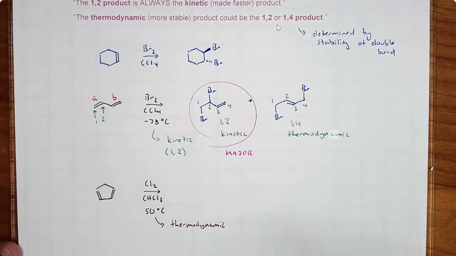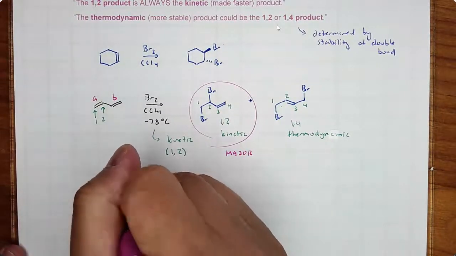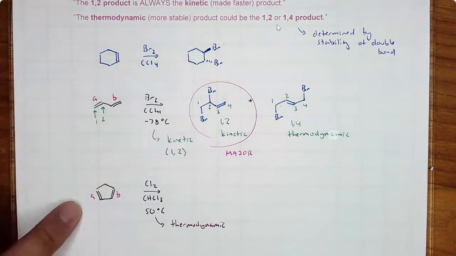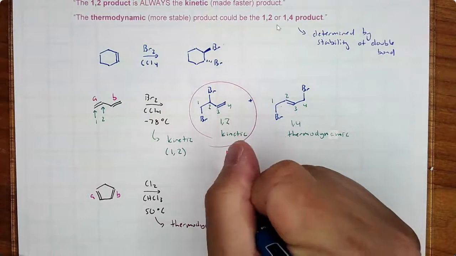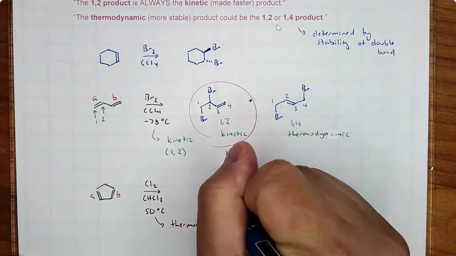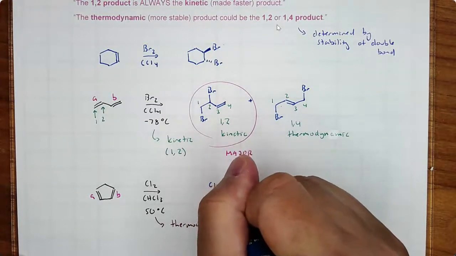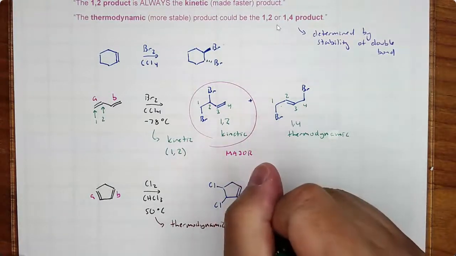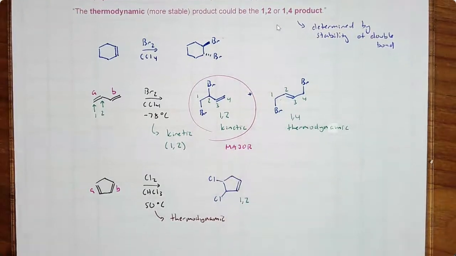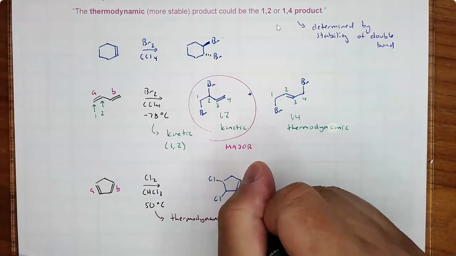It doesn't matter whether I use double bond A or B. So I'm going to use double bond A, and if I use double bond A, we are adding 2 chlorines here and here. That is the 1,2 product. And by default, or automatically, this is the kinetic.